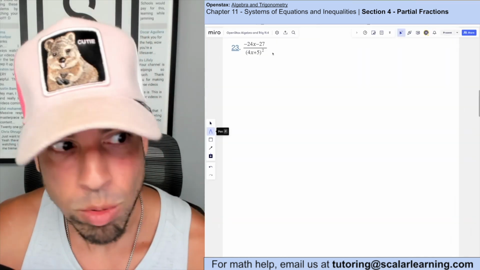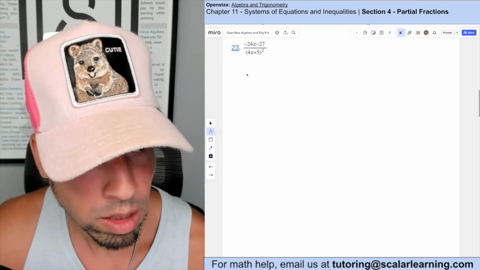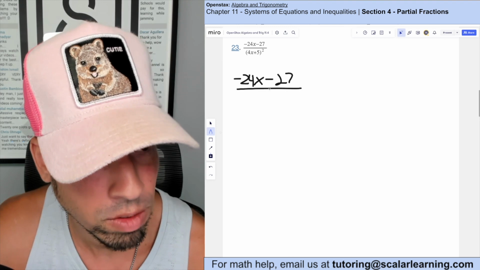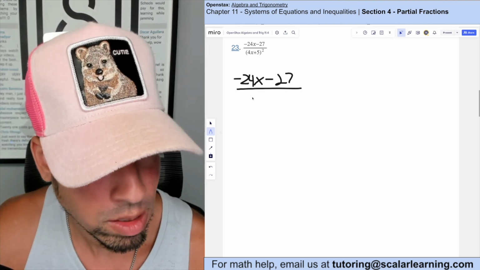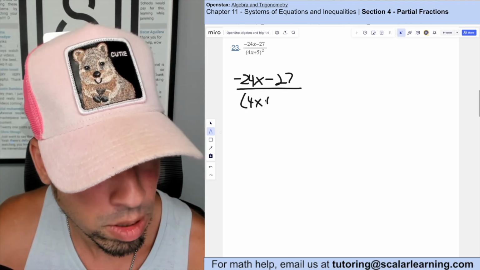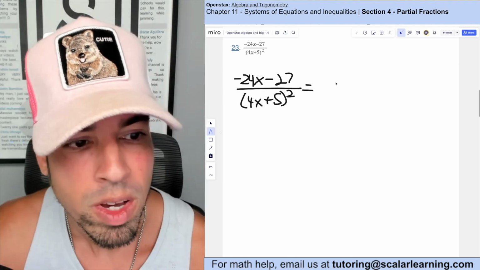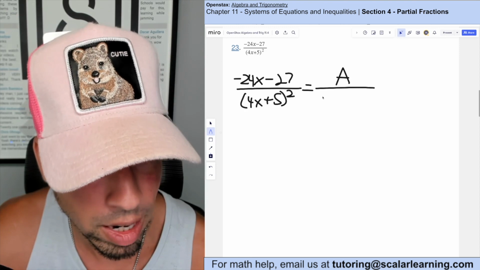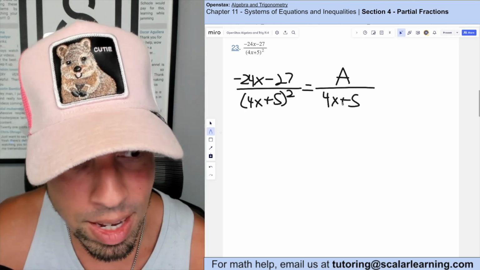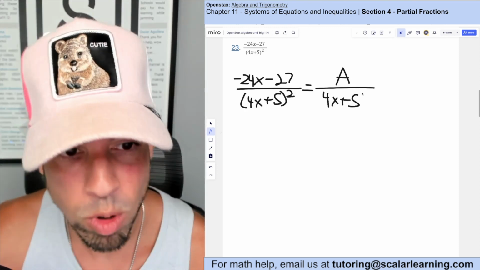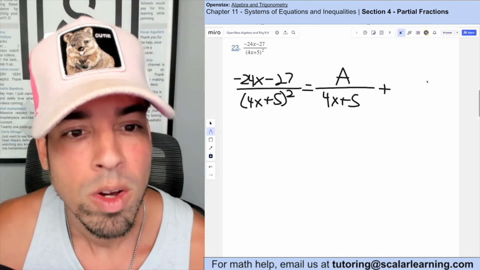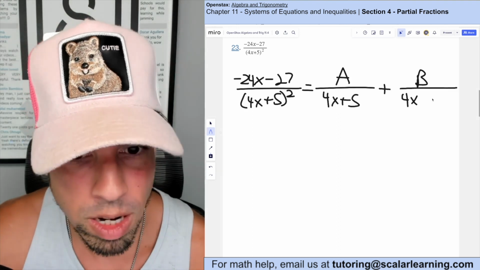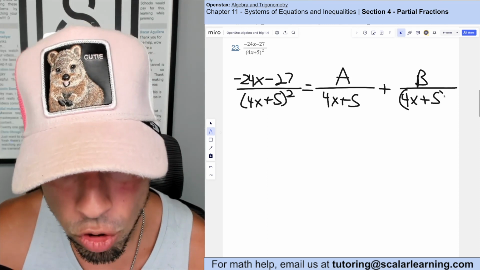Done. So for this one, again, we have a repeated factor on the bottom. So the way we set this up is first the left side's the same, right? Negative 24x minus 27 over 4x plus 5 squared. And then on the right-hand side, we start it like normal, right? For the previous questions, a over 4x plus 5. But then since it's 4x plus 5 times 4x plus 5, and it's kind of a duplicate, for the b value, we do b over that full denominator, 4x plus 5 squared.